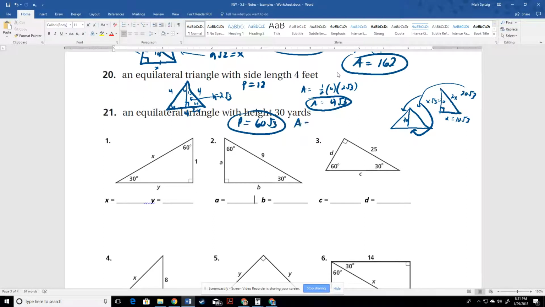and the area is just going to be 1/2 the base, which is 10 radical 3 by 30. So 300. So 150 radical 3 with some units.